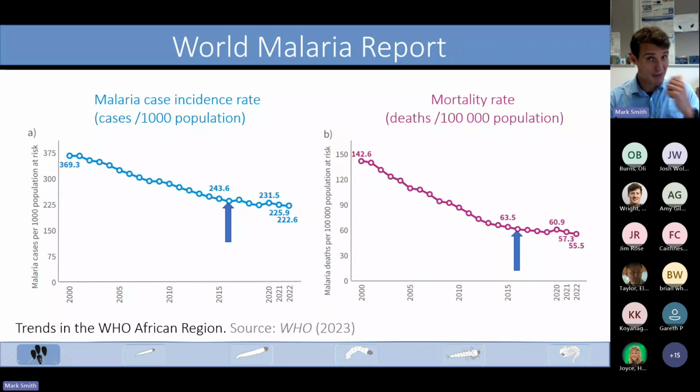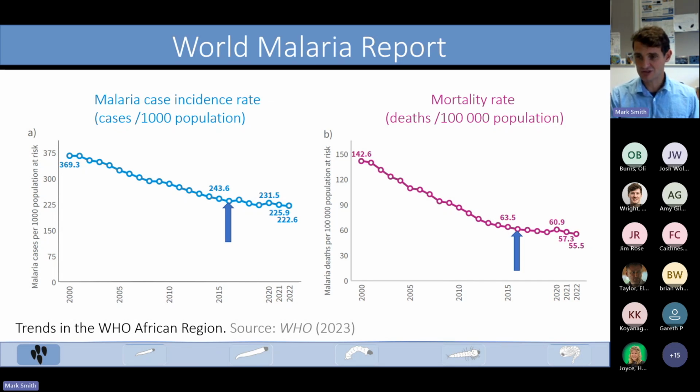And we've made some great progress in malaria interventions and tackling malaria across the world. And these two graphs here show the reduction in the malaria cases in blue on the left and the mortality rate in purple on the right for the World Health Organization Africa region. So we can see that thankfully these lines are going down from 2000 onwards.